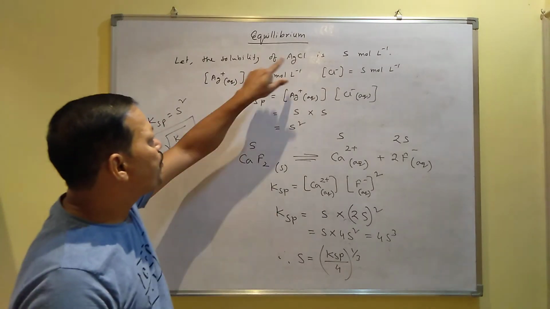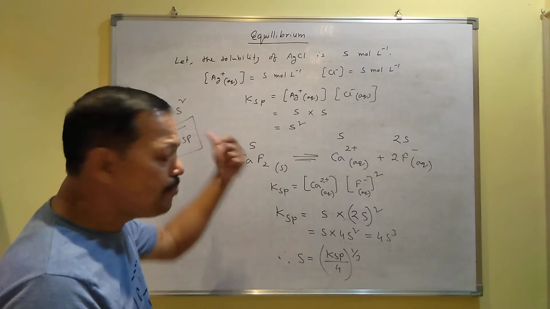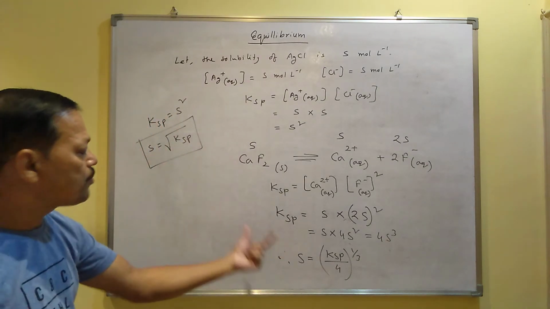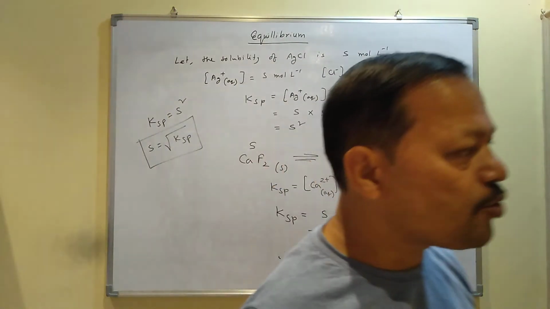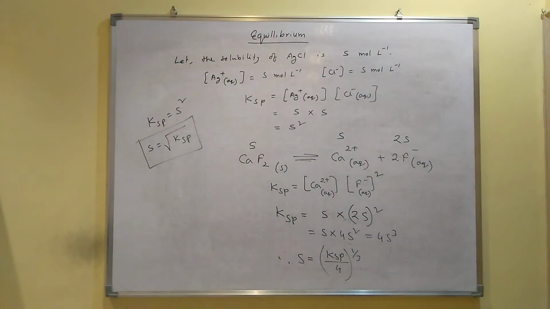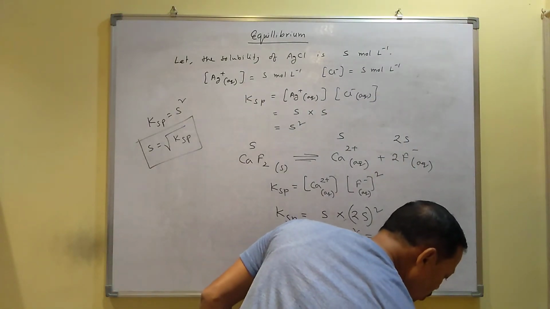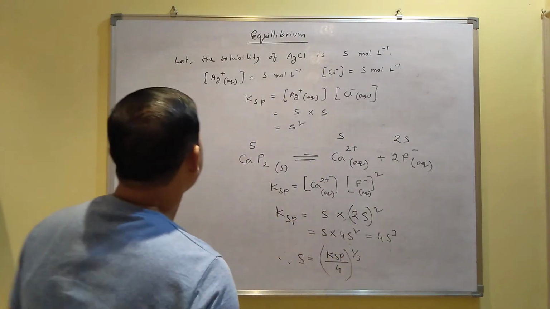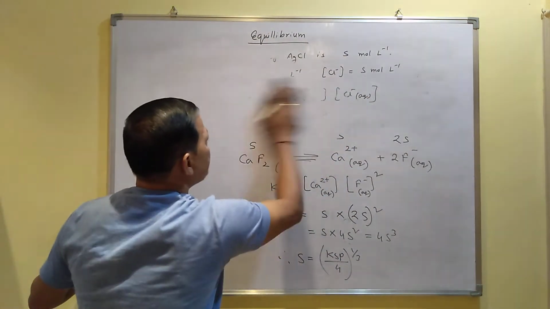So depending on the salt, whether you have taken silver chloride or calcium fluoride, you will get different types of relation between solubility and solubility product. If the salt is silver chloride, the relation is S is equal to root over Ksp. Similarly, if the salt is calcium fluoride, then the relation is S is equal to Ksp divided by 4, whole to the power 1 by 3. Similarly, I will take another example.